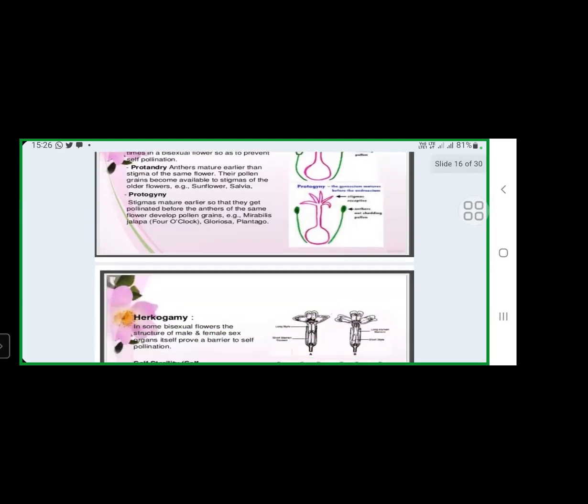So their pollen grains become available to the stigma of the older flowers. Sunflower and salvia are all protandrous flowers. Now protogyny: the stigmas mature earlier, so that they get pollinated before the anthers of the same flower develop the pollen grains. Mirabilis jalapa, the four o'clock plant, Gloriosa and Plantago are all protogynous plants.